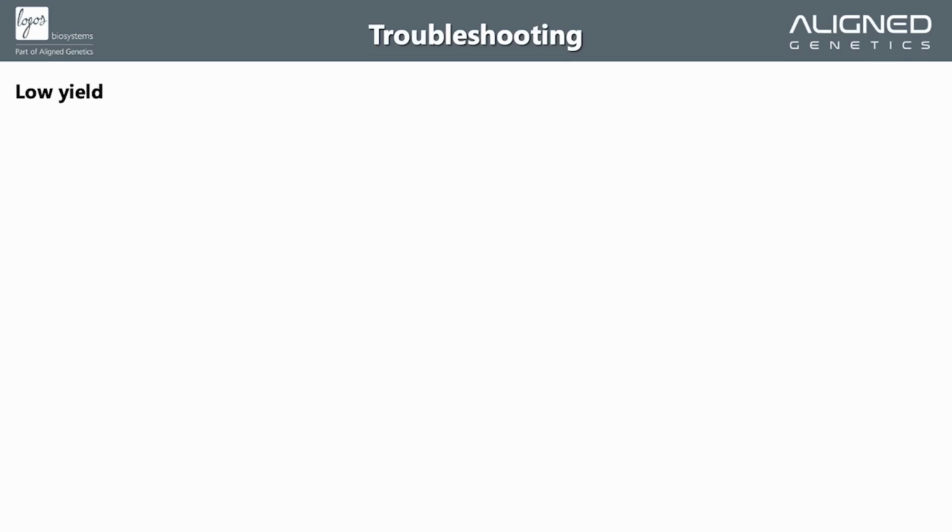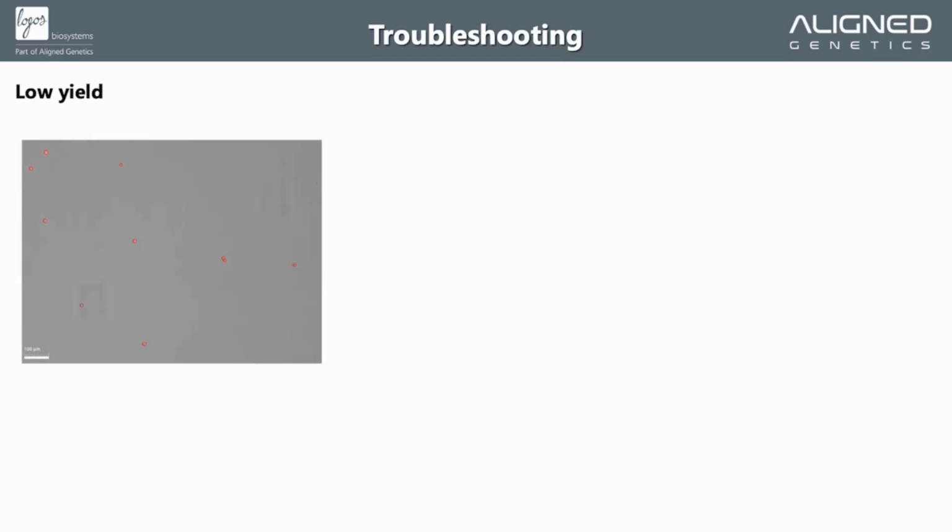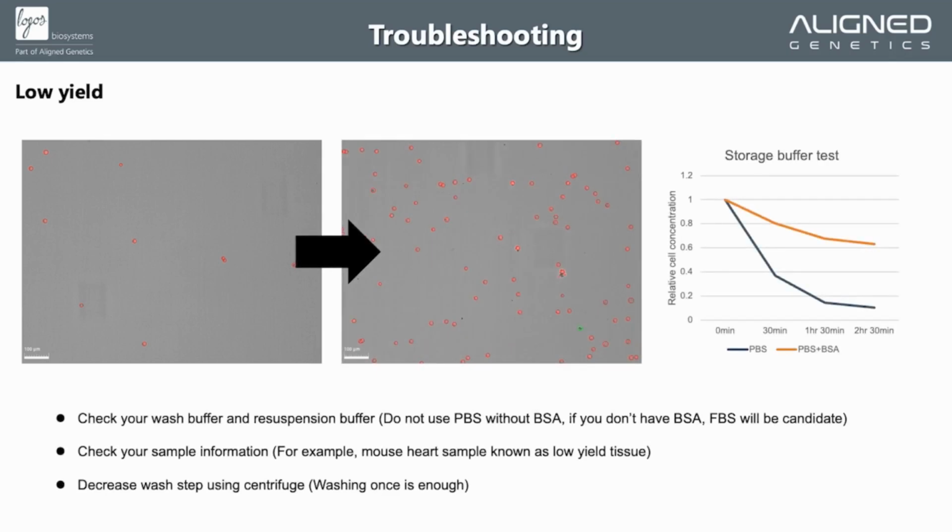The last issue is low yield. The most important factor for low yield is your buffer. So using PBS alone can result in low yield overall. To prove this, we ran a simple test to compare yield differences when storing nuclei in PBS with BSA and PBS alone. The graph on the right shows the relative nuclei concentration over time.